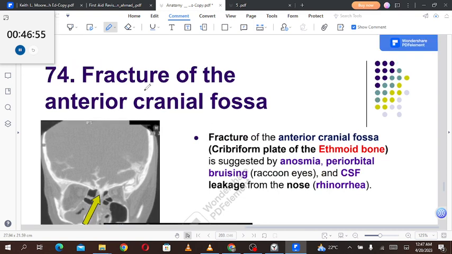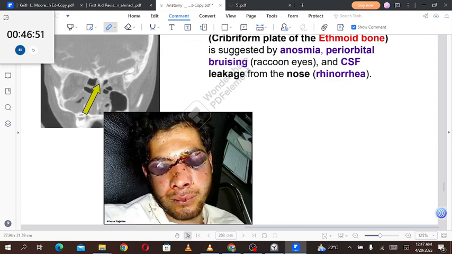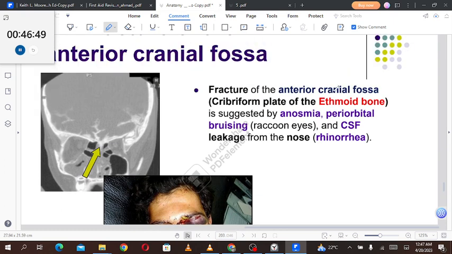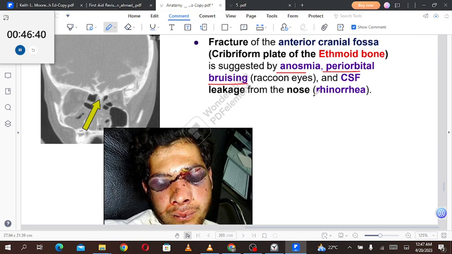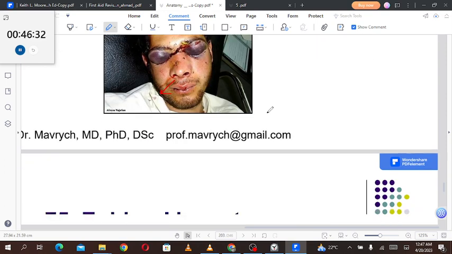Moving forward to point number 74, fracture of the anterior cranial fossa. Fracture of the anterior cranial fossa, involving the cribriform plate of the ethmoid bone, is suggested by anosmia, periorbital bruising, raccoon eyes, and CSF leakage from the nose. That is called CSF rhinorrhea.